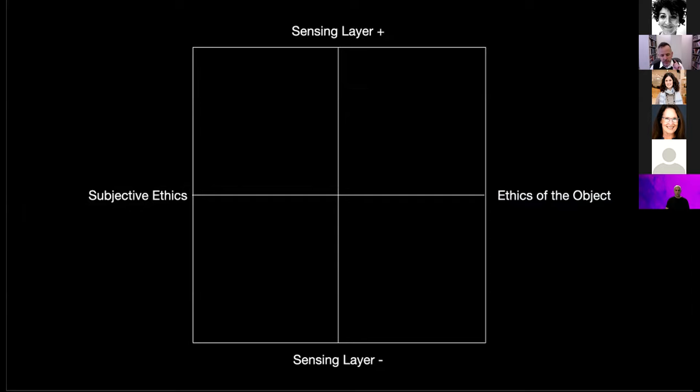And just to give away the beginning, the exercise that we'll do together later on will also be a four-square exercise around a series of variables, which I will first explain what we mean by this, of the sensing layer and the subjective ethics versus ethics of the object in relationship to the pandemic. And while these may seem like obscure terms at the moment, by the end of this presentation, they should spark some thoughts on your behalf. And doing so, I wanted to flag this in advance.